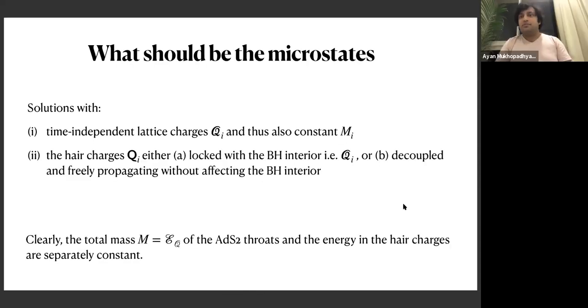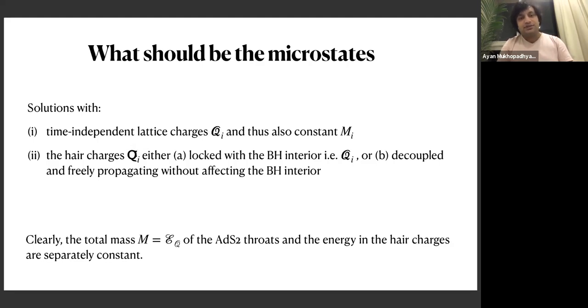Okay, so I will talk about microstates now. For any quantum black hole model, the first thing is that you have to understand what the microstates are. There should be some solutions which are time independent. So they should have time independent lattice charges, these fancy Qs. The AdS2 throats will have constant SL2R charges, and they will also have constant masses, because the mass is simply the Casimir of the charges. Something I forgot to mention: the Schwarzian turns out to be the Casimir of the SL2R charges.